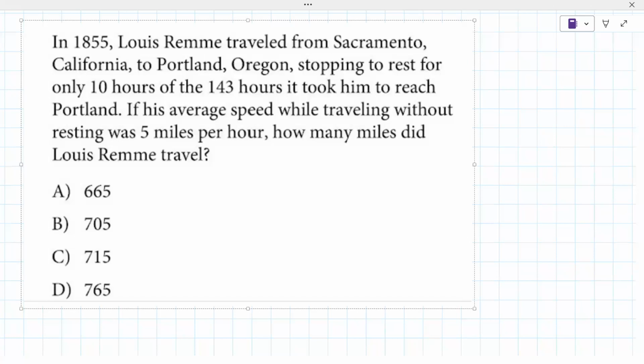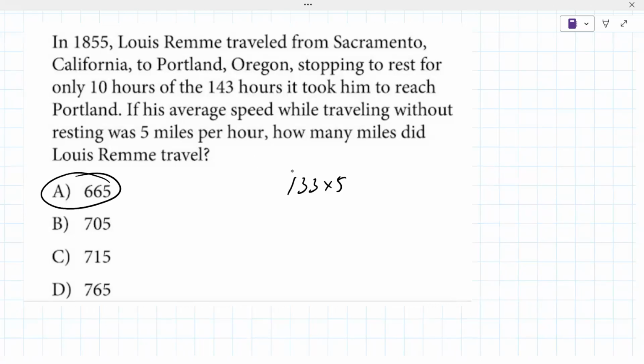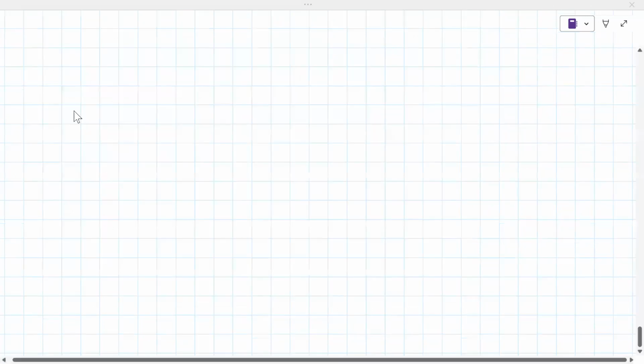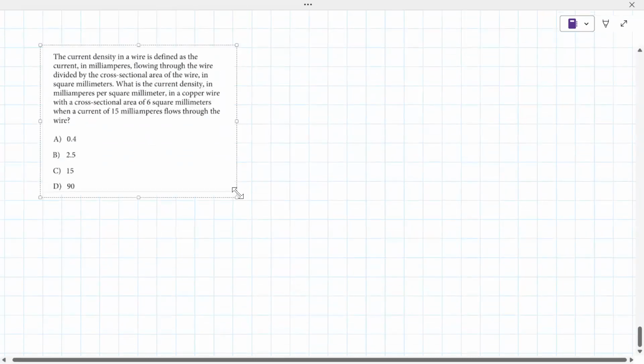A. How did you come up with A? I did 143 minus 10 times 5. Yeah, very good. All right. Do one or two more. You're going through these pretty quickly. I didn't know if these would be challenging enough for you. Put one more in here.